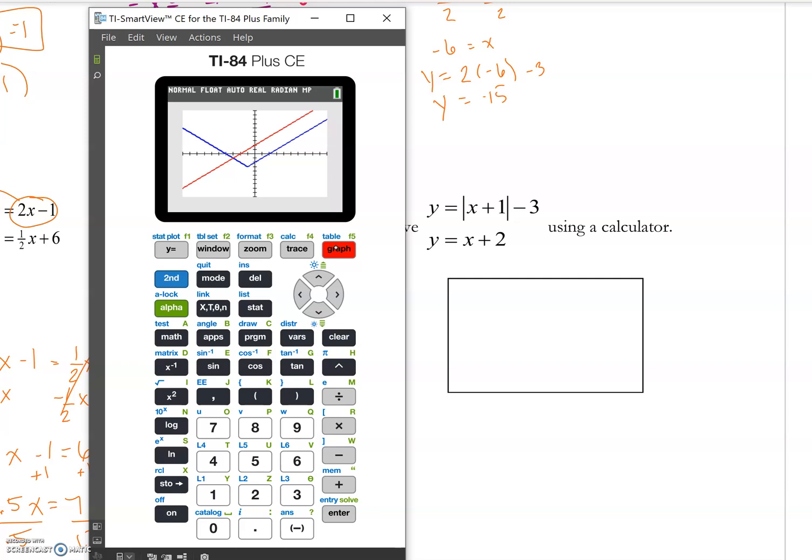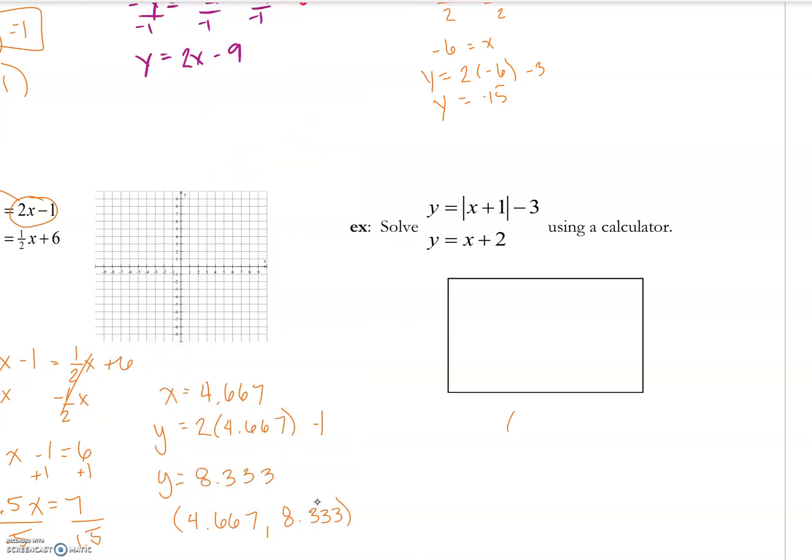Okay, and I notice I only have one point of intersection there. So second trace, select number 5 and move to the point of intersection. Enter, enter, enter. Since we are solving a system and we're not just solving an equation for x, I do actually want the ordered pair. So your solution to this system would be -3, -1.